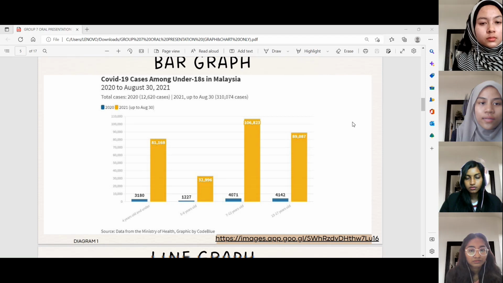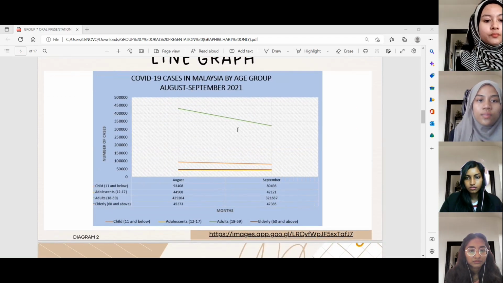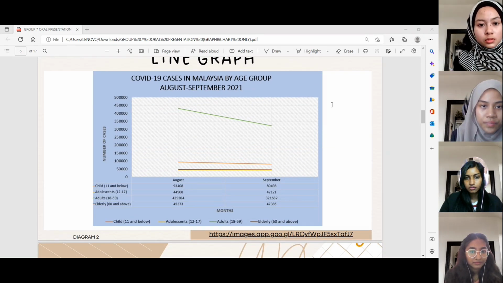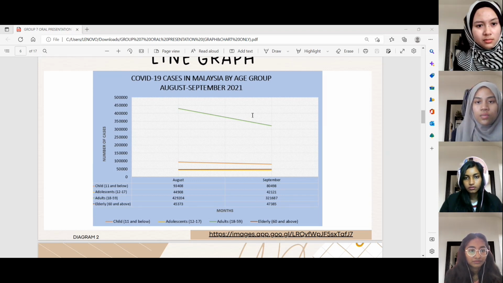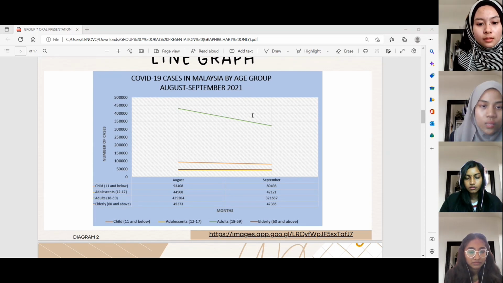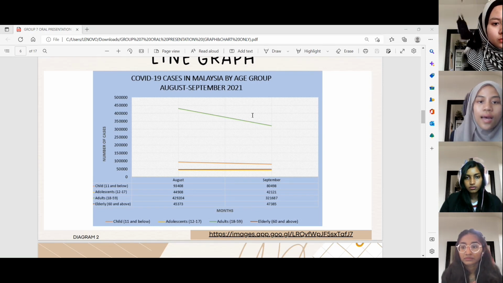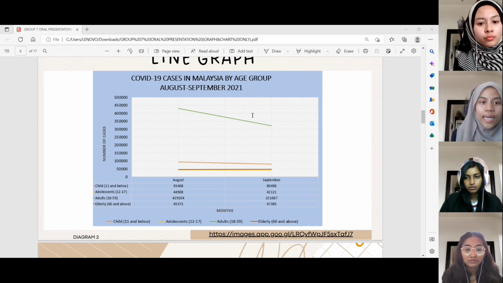We're moving on to the line graph. The line graph above shows the COVID-19 cases in Malaysia by age group from August to September 2021. As you can see, the vertical axis shows the number of cases, while the horizontal axis shows the month. For features, it can be seen that the frequency number of cases for children 11 and below decreased slightly from August to September 2021.